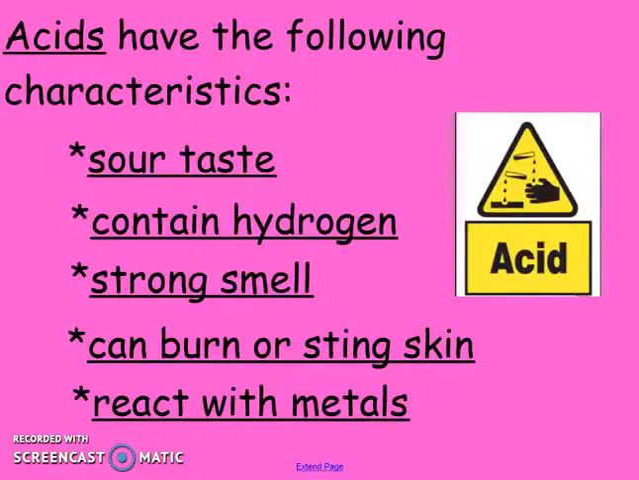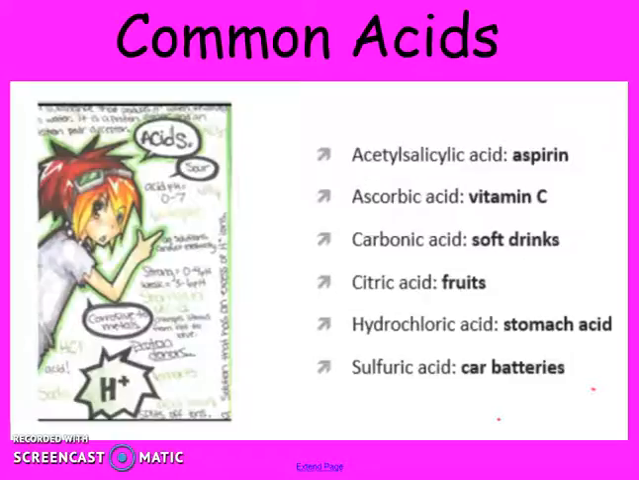If we look at acids, they have the following characteristics. They're going to have a sour taste. They contain hydrogen ions or H+ ions. They have a very strong smell. They can burn or sting your skin depending on how strong they are. And they also react with metals. Some common acids you may have heard of include aspirin, vitamin C, soft drinks, so things like soda, and fruits. A lot of citrus fruits like oranges and lemons are going to be acids. Hydrochloric acid, which we've talked about, is in your stomach, and sulfuric acid is in car batteries.